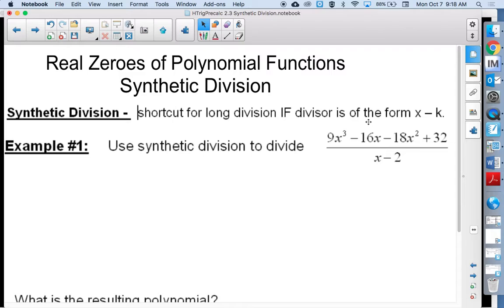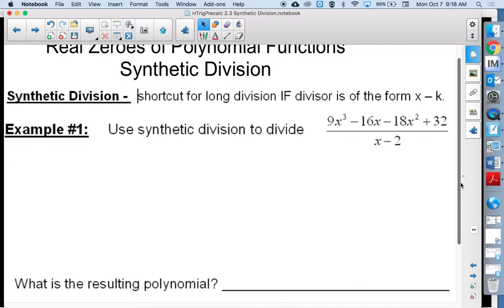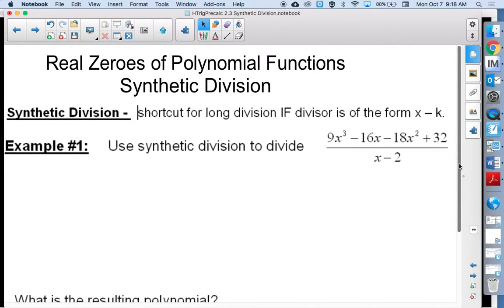Let's go, ladies and gentlemen. You guys are very chatty today. Come on, section 2.3. Good to go. Chillin'? You're ready. Chillin'. All right, so we're going to talk about synthetic division.